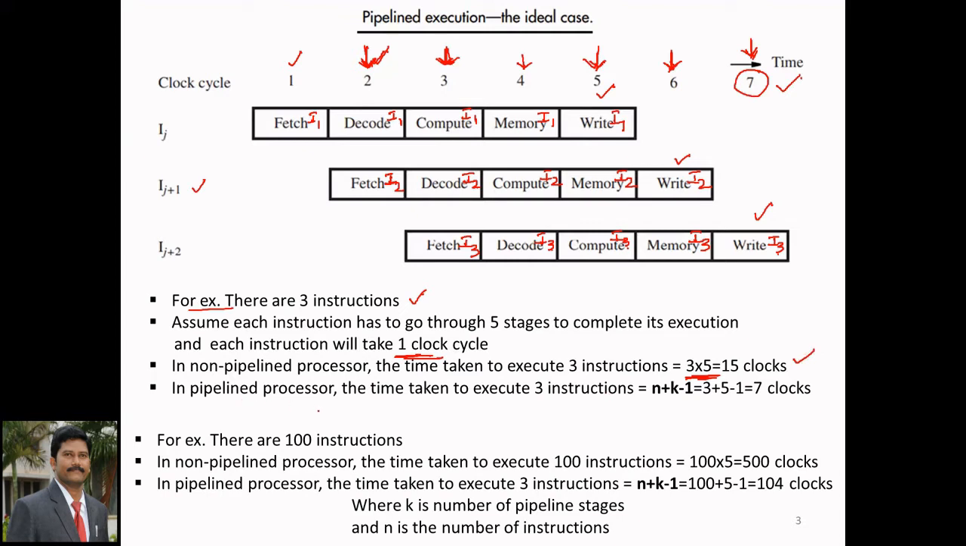In a pipeline processor, the time taken to execute 3 instructions equals, we need to remember this formula, right? How do 7 clocks arrive? N plus k minus 1. N is the number of instructions, k is the number of stages, right? Minus 1. See here, how many instructions are there? 3. K is the number of stages, how many? 5 stages are there, minus 1, that is 7 clocks.